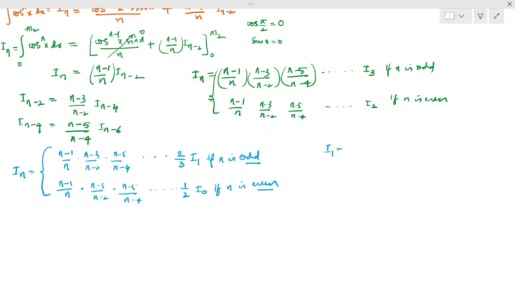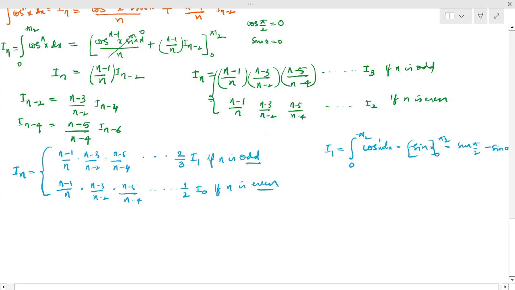What is I1? Integration runs from 0 to pi by 2, cos power 1 of x dx. Integration of cos x is sin x, between the limits 0 to pi by 2. So upper limit sin pi by 2 minus sin 0. Sin pi by 2 is 1, sin 0 is 0, you will get 1.